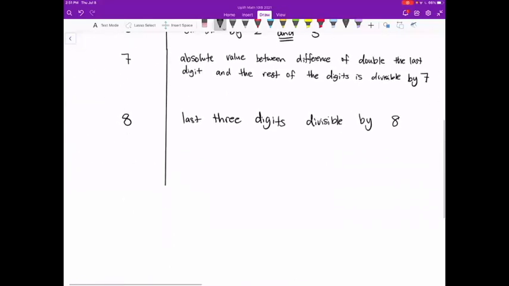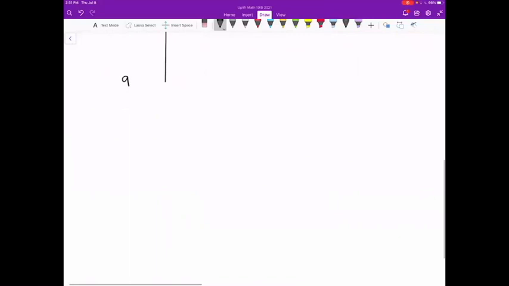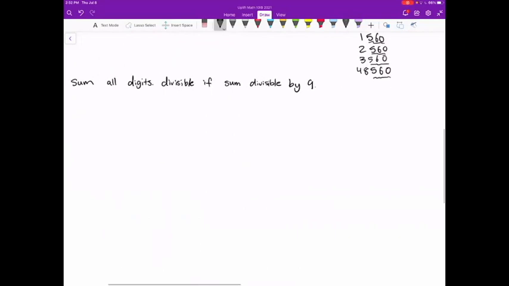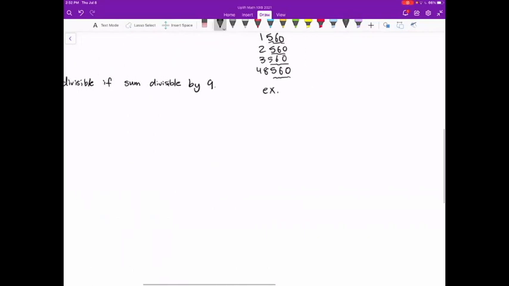So the next number we're going to go over is the number 9. This one is very similar to the number 3. What we do is sum up all the digits in the number again and check if that new number is divisible by 9. So we could have a simple example with the number 45. If we add the digits 4 plus 5, it gives us 9, which is divisible by 9. So we know that 45 is divisible by 9.